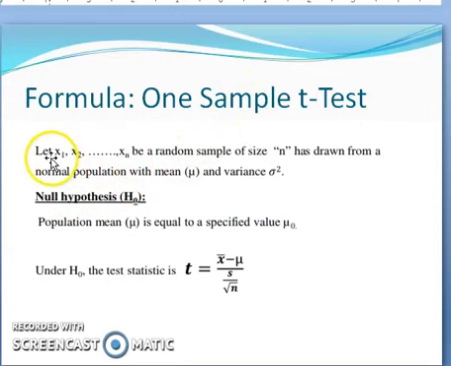Suppose x1, x2, x3, ..., xn, a random sample of size n, have been drawn from a normal population with mean mu and variance sigma squared. Then the null hypothesis H0: the population mean mu is equal to the specified value mu0. Under H0, the t-test statistic is t equal to x bar minus mu divided by s divided by square root of n. So this is the formula of the one sample t-test.